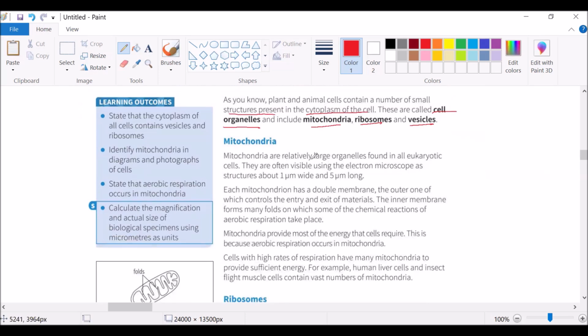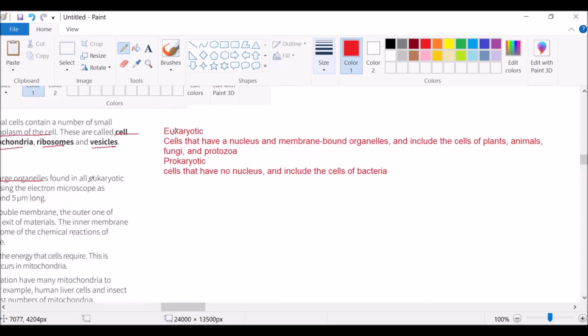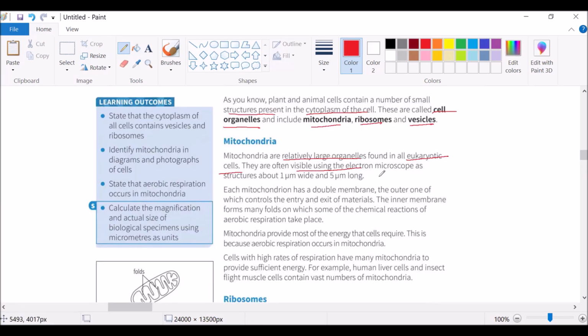Mitochondria are relatively large organelles found in all eukaryotic cells. Eukaryotic cells are cells that have a nucleus and membrane-bound organelles and include cells of plants, animals, fungi, and protozoa. Prokaryotic cells are cells that have no nucleus and include cells of bacteria. They are often visible using the electron microscope as structures of about 1 micrometer to 5 micrometers long.